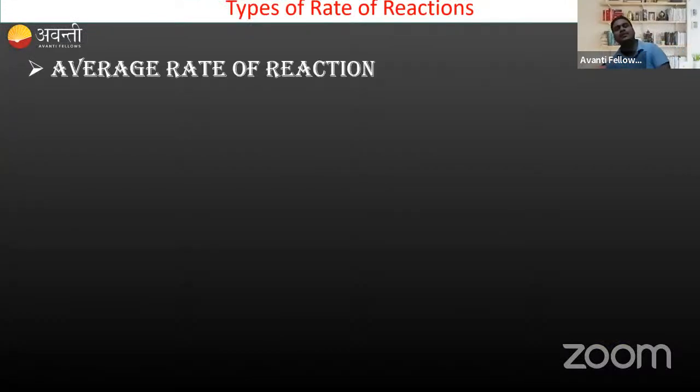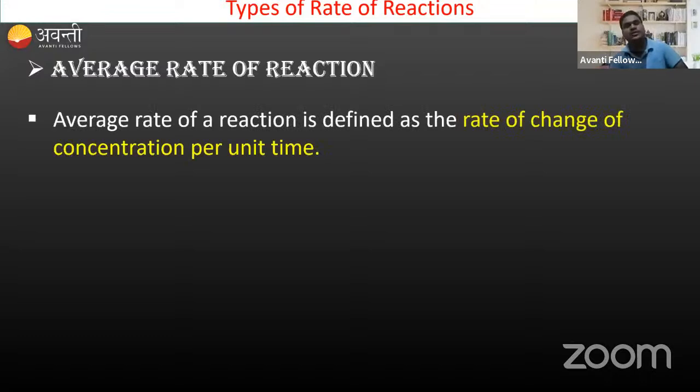Good. So types of rate of reaction. Let's study the types of rate of reaction. The first one is average rate of reaction. So what is this average rate of reaction? Basically, the average rate of reaction is defined as the rate of change of concentration per unit time.